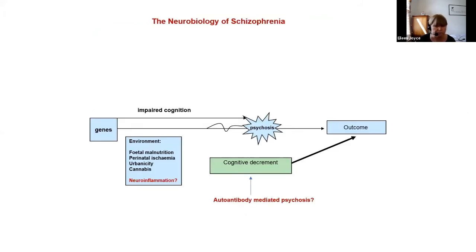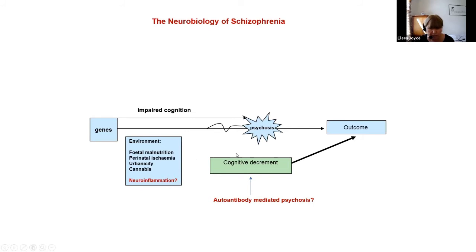So this is a model that we're building up. We know that genes can give rise to impaired cognition throughout life, probably interacting with these known environmental risk factors, and then possibly an additional environmental risk factor that's just coming, being shown, is chronic persistent neuroinflammation.